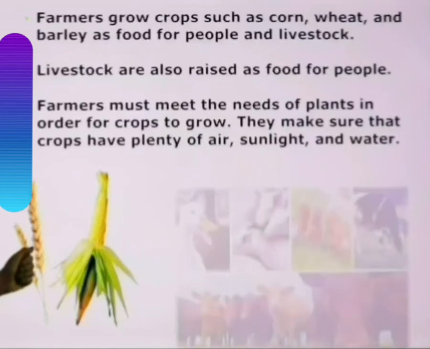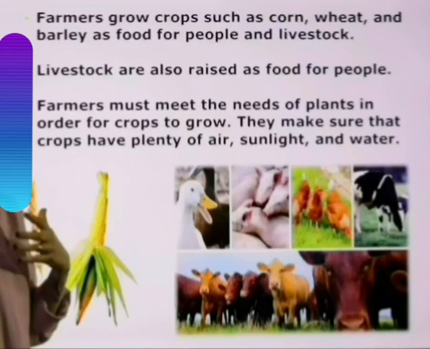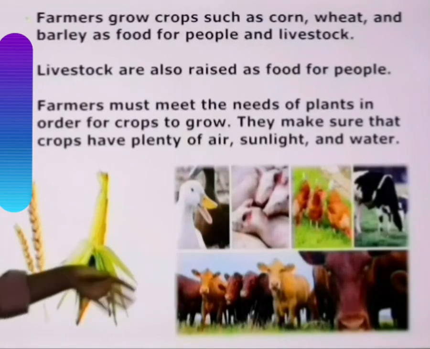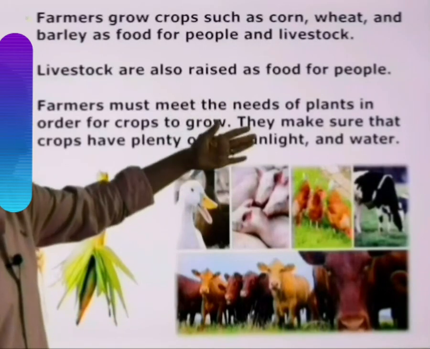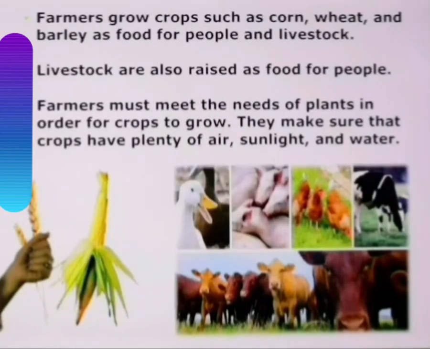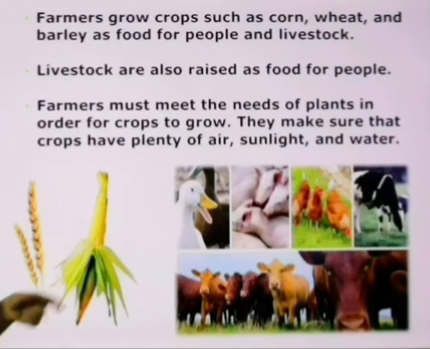So this is wheat, and this is corn, and this is livestock. It's called livestock because it keeps people alive. Livestock are all the living things that we eat, like ducks, pigs, chickens, cows, etc. So this is for dinner. This is what we eat daily. Sometimes we eat fish, sometimes we eat corn, sometimes we eat bread. Bread is made from wheat, etc.